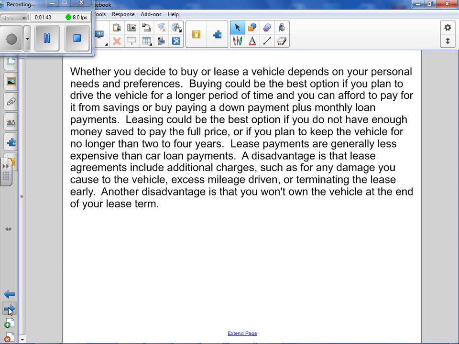Lease payments are generally less expensive than car loan payments. A disadvantage is that the lease agreement includes additional charges, such as for any damage you cause to the vehicle, excess mileage driven, or terminating the lease early. Another disadvantage is that you actually won't own your vehicle at the end of your lease term.